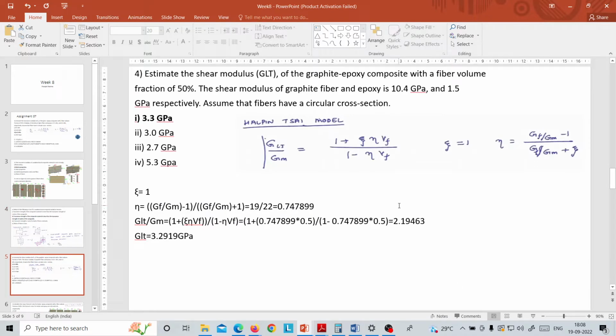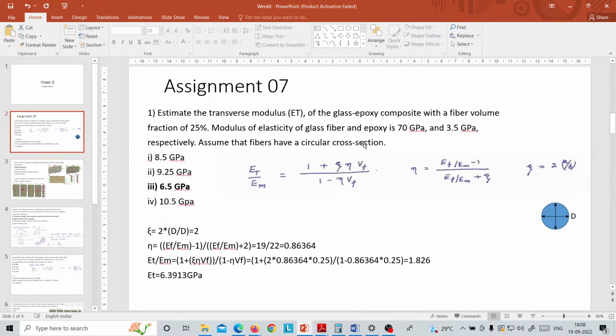So moving to the next question, they've asked to estimate the shear modulus of graphite epoxy composite. So the shear modulus is again estimated by Halpin-Tsai model, as this gives more accurate results. This is the formula. We put the values in. The only change is that for estimating the transverse modulus, we have epsilon to be 2 times A by B. A by B is the dimension of the fiber.